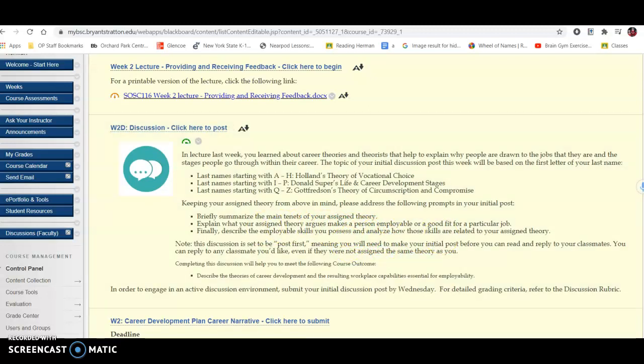Basically asking you why something in that theory, or an idea from that theory, once you're aware of that concept, makes you able to become more employable, a better person, a better fit for any particular job. And lastly, you're describing the skills that you possess already to help you actually get a job, after analyzing those skills and how they connect to the assigned theory. So it's a 3-part question.